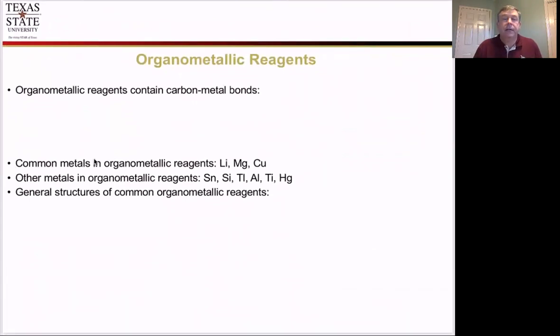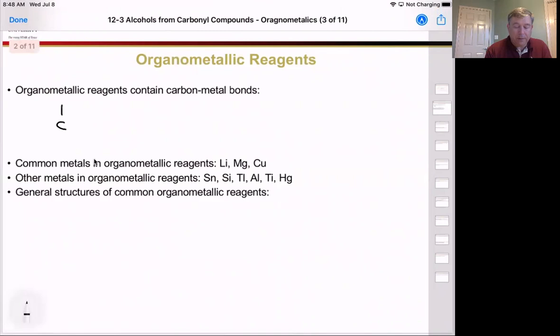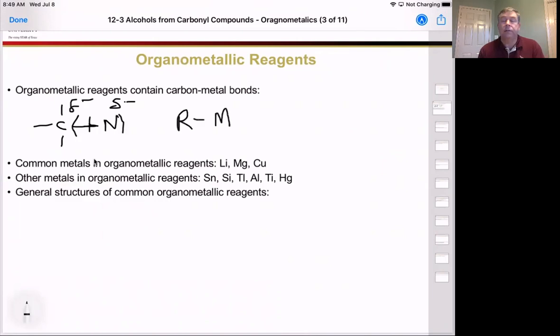As the name suggests, it is anything that contains a carbon-metal bond. In general, that would look something like this: we have a carbon, and it can have any number of other bonds to it, but then it has a bond to a metal. In most cases, the carbon is the more electronegative atom, and that means it's pulling electron density away from the metal toward the carbon, giving it a partially negative charge on carbon and a partially positive charge on the metal. These are commonly denoted as an R group with whatever metal they are associated with.